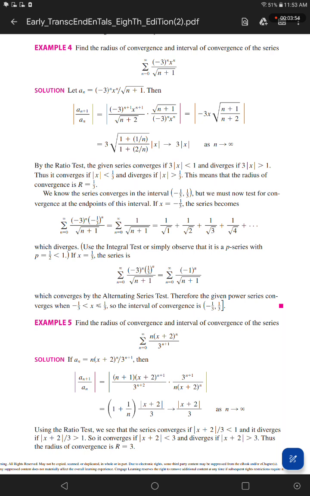If x equals 1/3, the series, the sum from n equals 0 to infinity of (-3)^n (1/3)^n over the square root of n plus 1 equals the sum from n equals 0 to infinity of (-1)^n over the square root of n plus 1, which converges by the alternating series test.